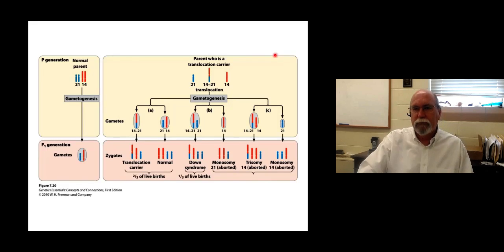Now your book shows it slightly differently, like this, translocation carrier, or something like that. It doesn't really matter. Here's the Downs. They show that you can get a 14th thing. It doesn't really matter. You see the point I'm making is that you have these translocations, and they don't have to be all the way leading to Downs. You can get other things.